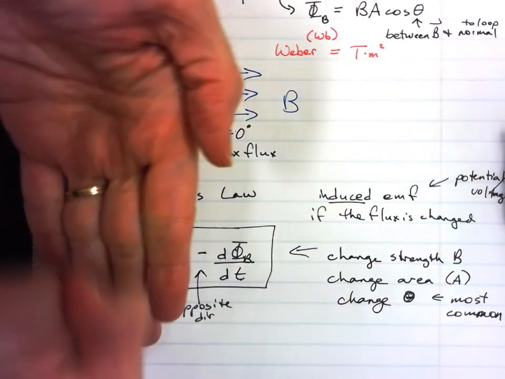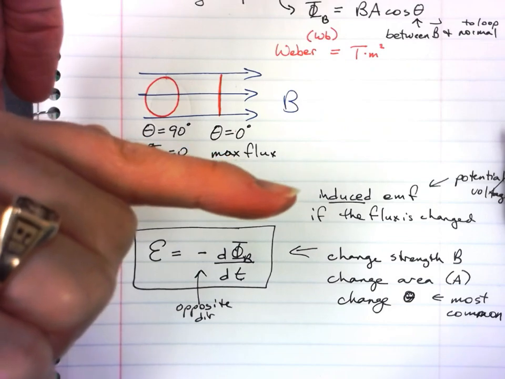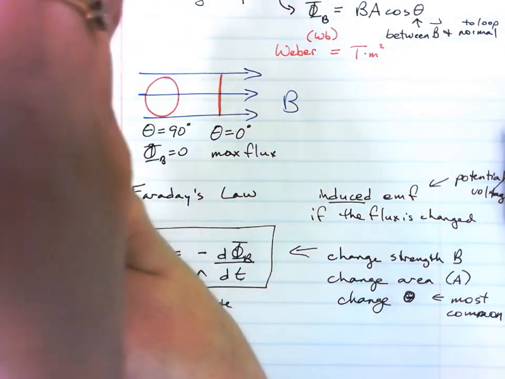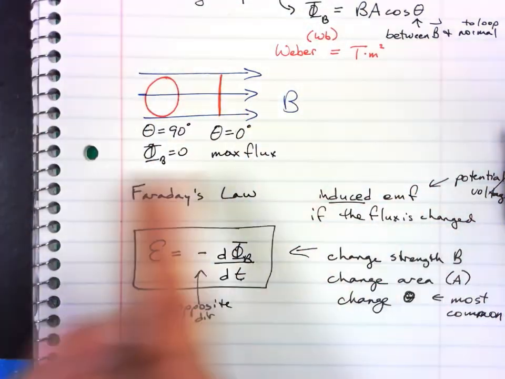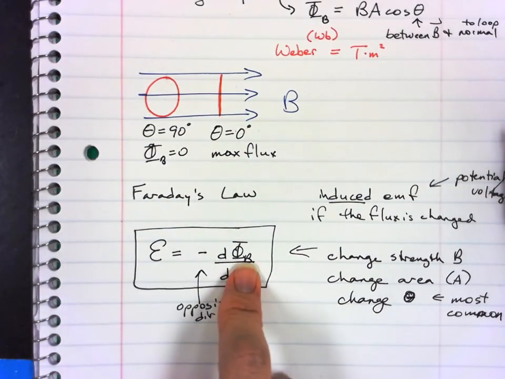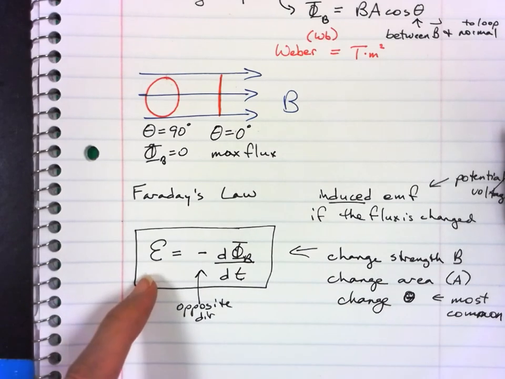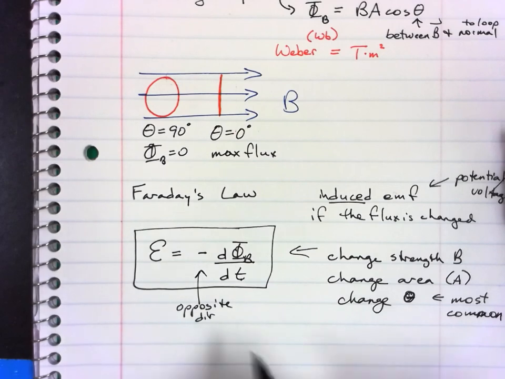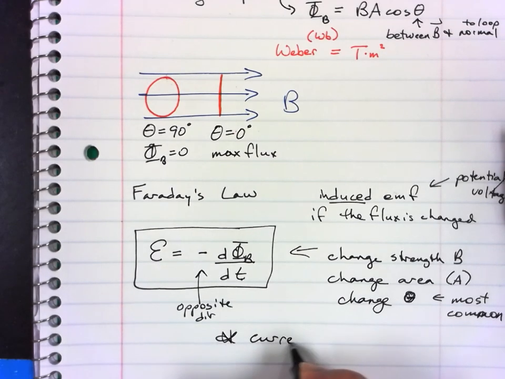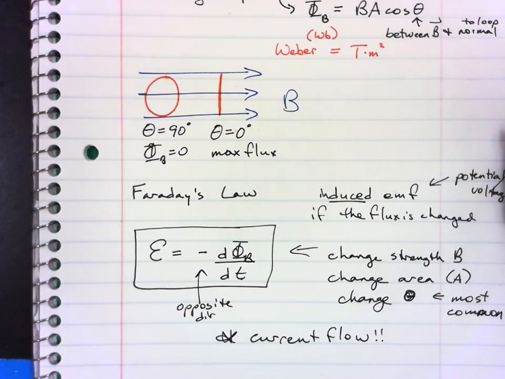So let me try to do this. If the normal's up, 0, forward, 0, pointing down on the page, backwards, and then we do it again. So as we change this angle, that would change the flux, which would induce an EMF. And if we have an induced EMF, an induced voltage, we get current flow in that loop. This is a generator.